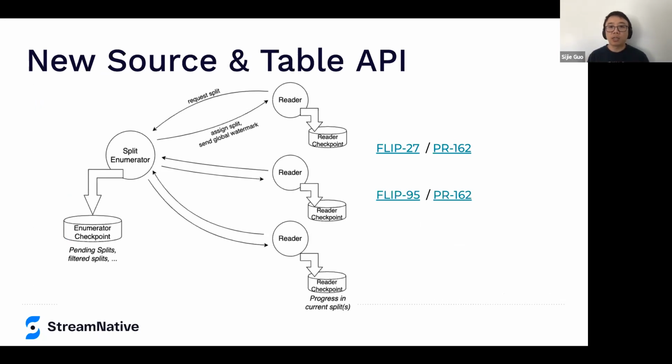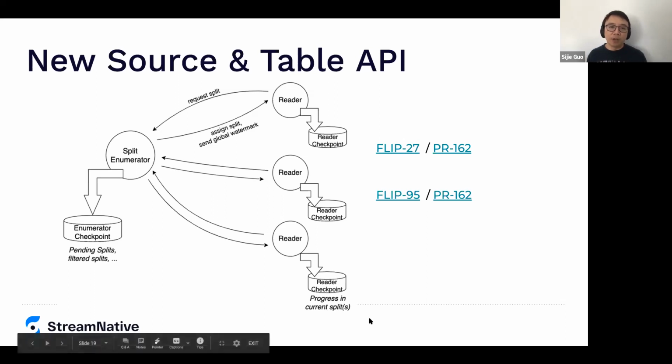introduced the new source and table API, where the new source API consolidates all the existing ones and unifies both batch and stream processing. So you just need to write one source connector, which can be used for both batch processing and stream processing. And one of the major changes in the Flink 2.7.0 connector is that it rewrites the connector to be based on the new source and table API. And it's able to leverage the unified batch and stream processing runtime from Flink.